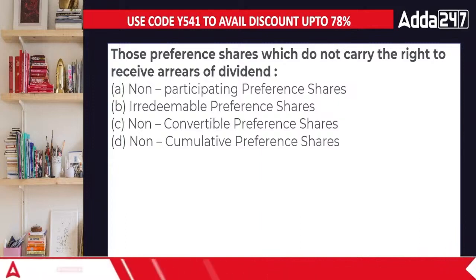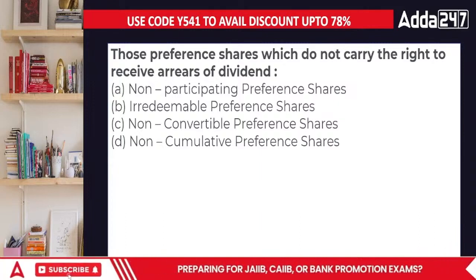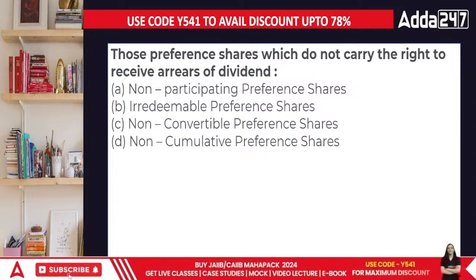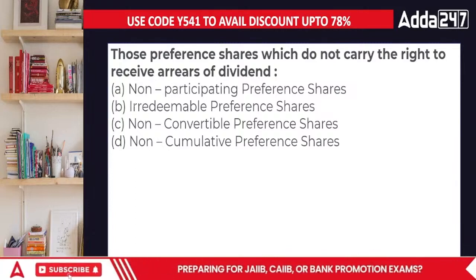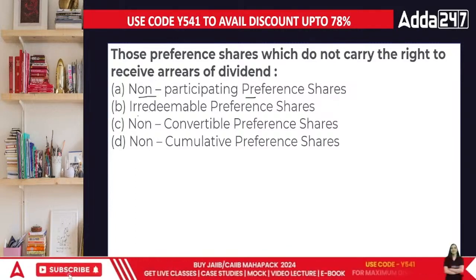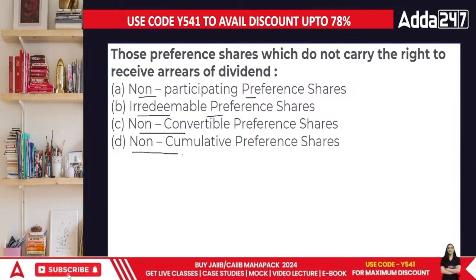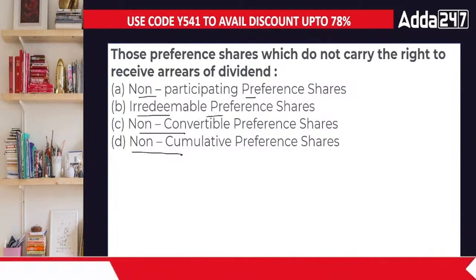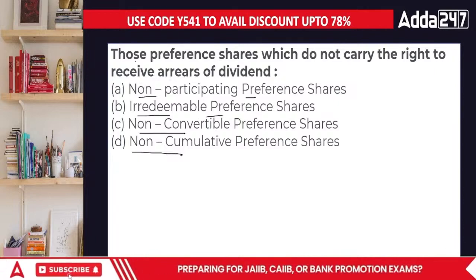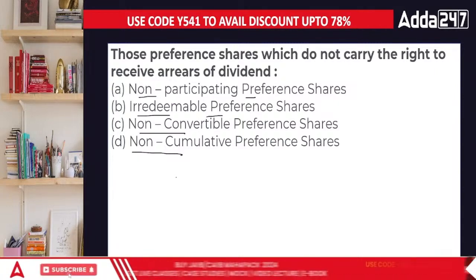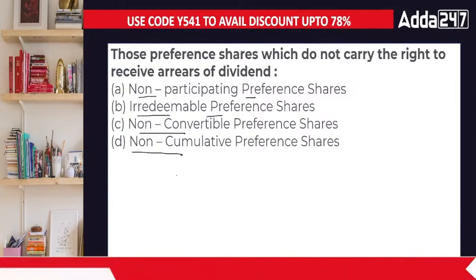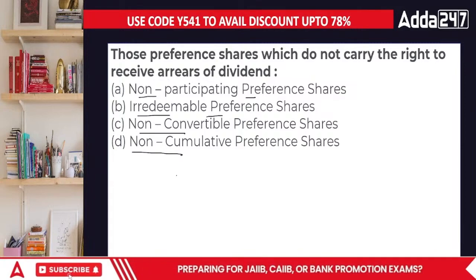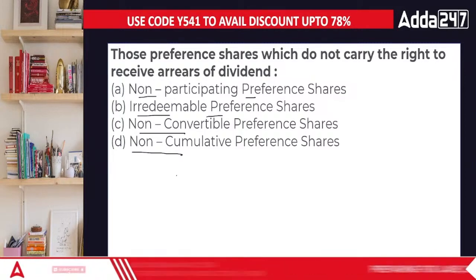Done, everyone? What would be the answer in this case? Those preference shares which do not carry the right to receive arrears. The right to receive arrears refers to those amounts which are pending and the person hasn't paid. So in this case, non-participating, irredeemable, non-convertible or non-cumulative. Whenever the shares do not have the right to receive, if the company faced a loss in that particular year, no one will get the part of profit.